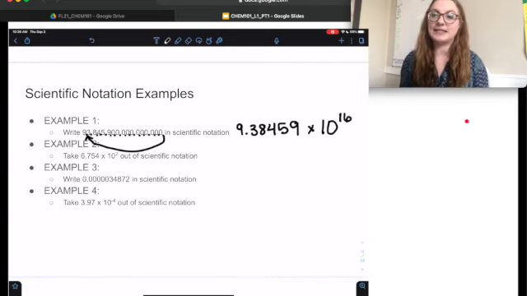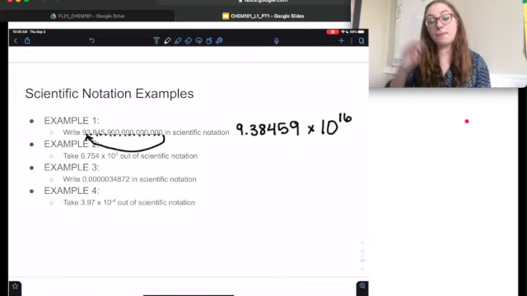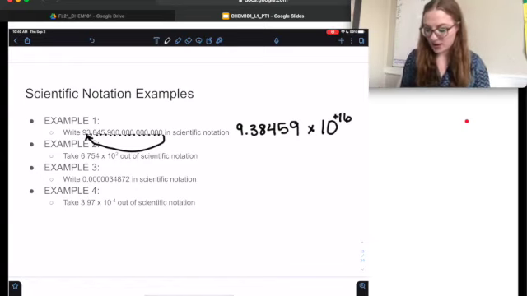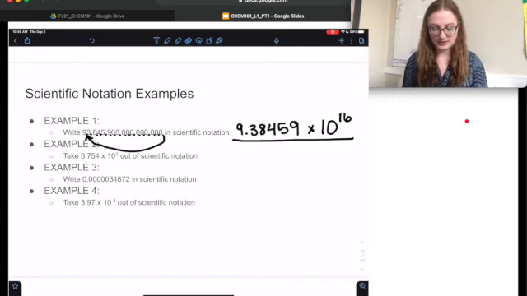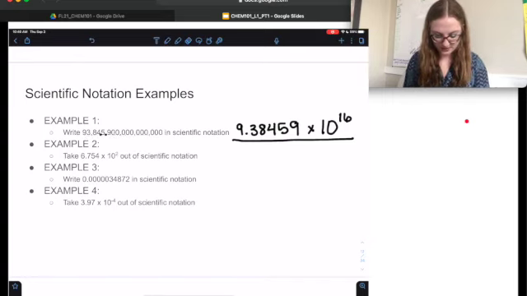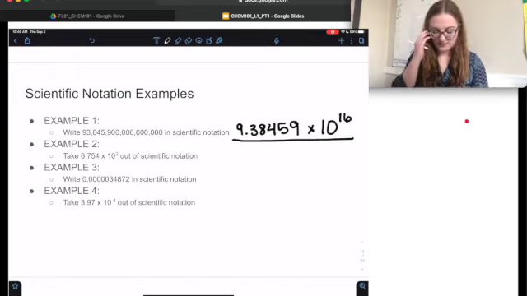And I have to determine, is the 16 positive or is it negative 16? Well, anything between 0 and 1 in our original number is going to get a negative exponent, and anything at or above 1, a bigger number, is going to get a positive exponent. So because this is a really big number, we know this is going to be a positive 16 in the exponent. Okay? So my final answer for example number 1 is 9.38459 times 10 to the 16th. Okay, let's get rid of this a little bit here. All right, so that's number 1.